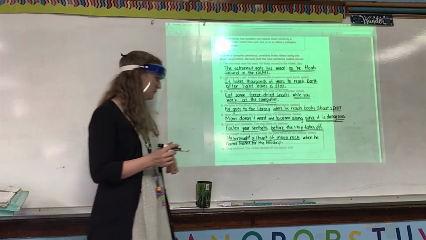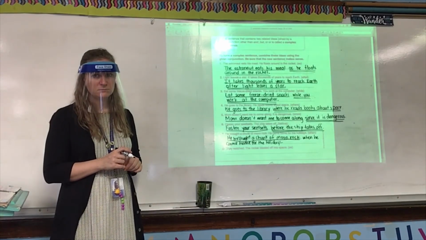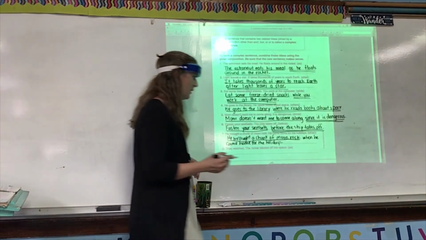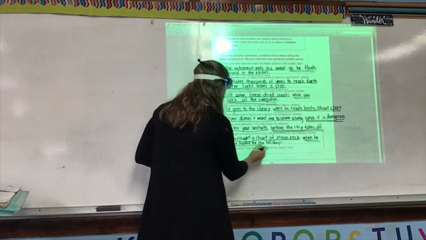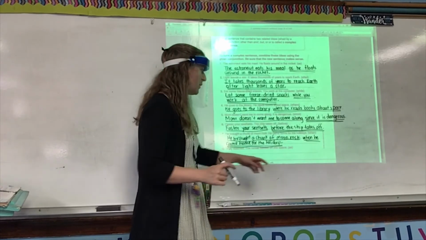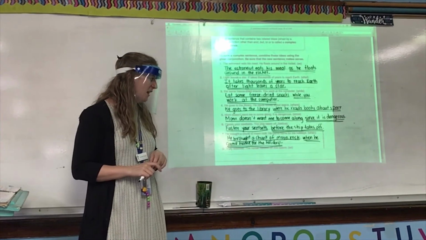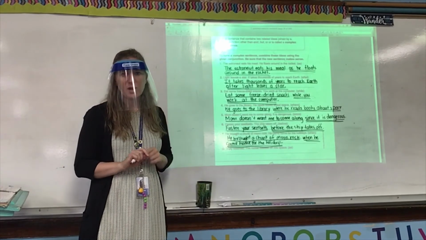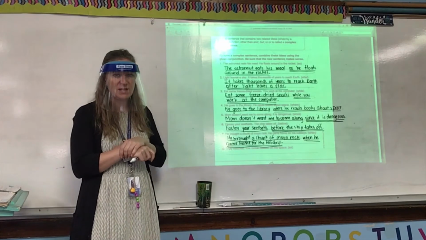When he came home for the holidays. Good. When he came home for the holidays is the dependent clause because we have the subject he and we have the predicate came home for the holidays. But which word makes it not able to stand alone? Which word makes it a dependent clause, Zari?